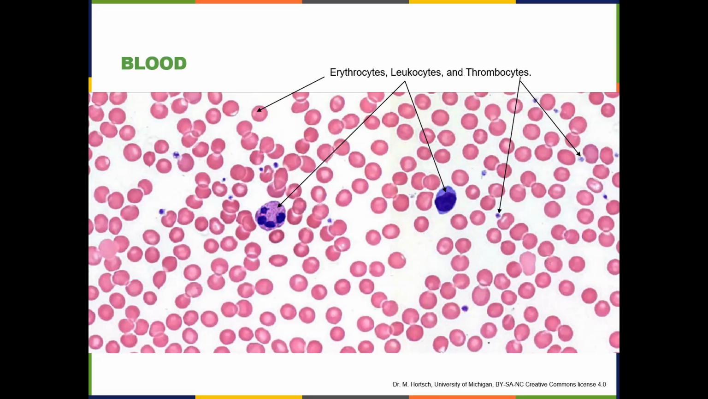We can see there's three major cell types found in blood. The erythrocytes, or red blood cells, circulate around the body, transporting oxygen and carbon dioxide. Leukocytes, also known as white blood cells, help to defend against infection. And thrombocytes, also known as platelets, are important for the hemostasis blood clotting mechanism.